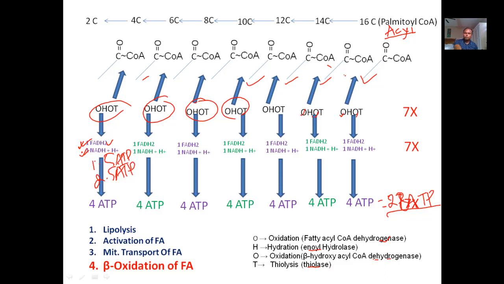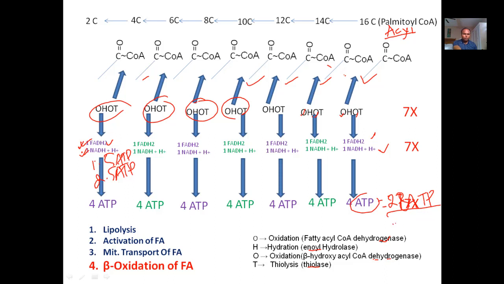What happens? This beta oxidation is the breaking of bonds. Just remember that 7 bonds are there. Each bond break releases one FADH2 and one NADH, and the equivalent of this FADH2 and NADH is production of 4 ATP. So 4 times 7, 28 ATP will be produced because of this.